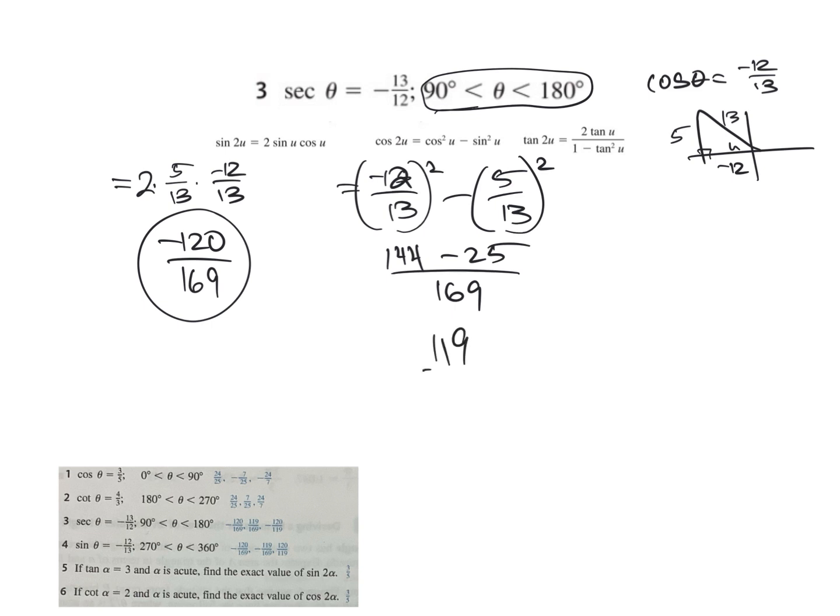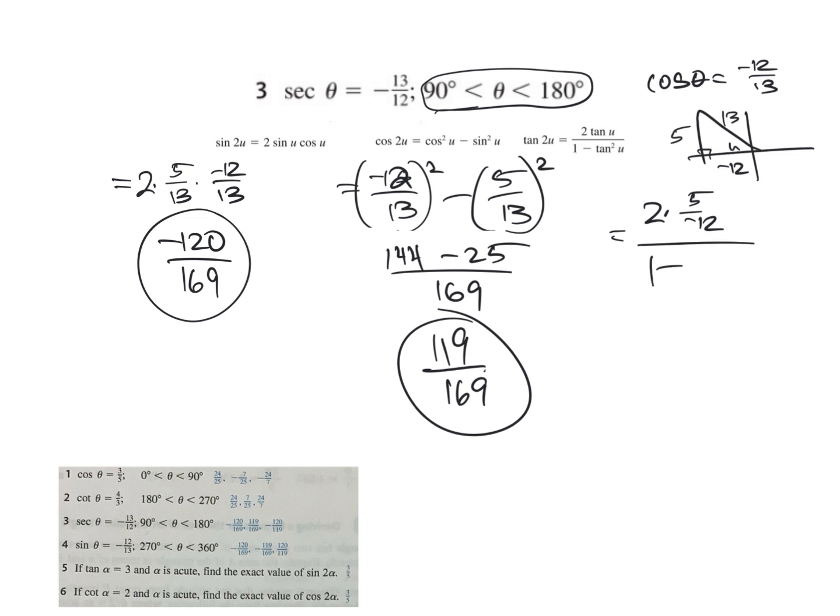That's 119 over 169. And then tangent of 2u equals 2 times y over x, which is 5 over negative 12, over 1 minus negative 5/12 squared. So negative 10/12 on top, and the bottom is going to be 25 over 144. So 144 over 144 is 1, minus 25 is 119. 119 over 144.